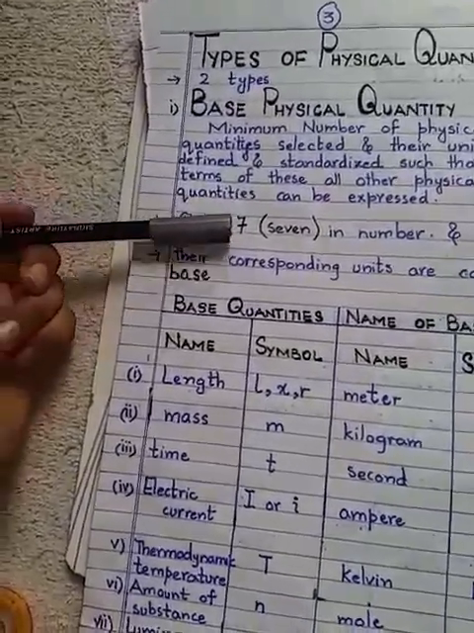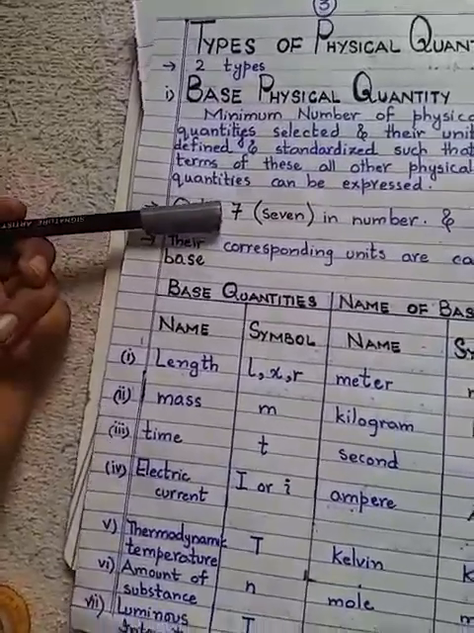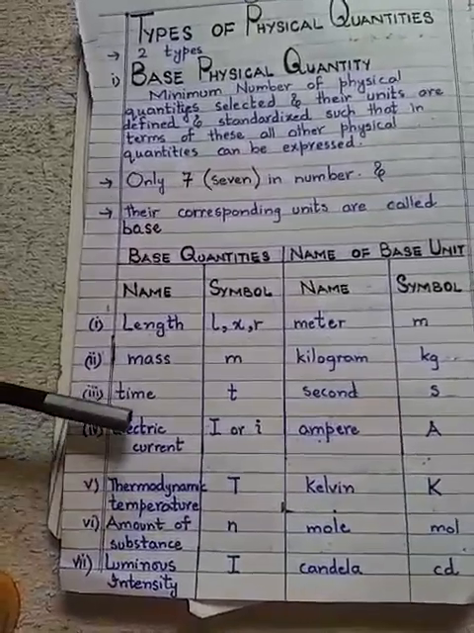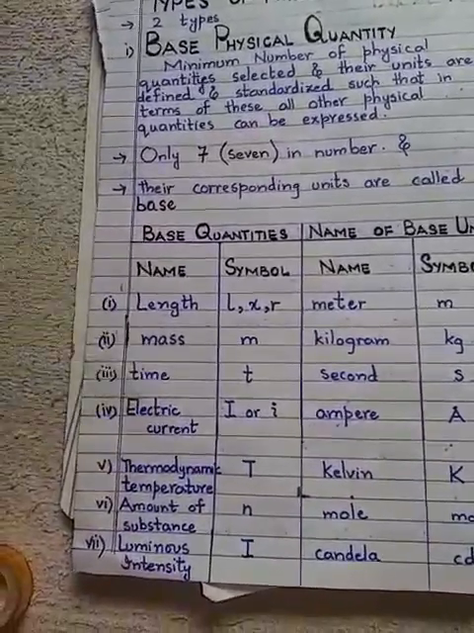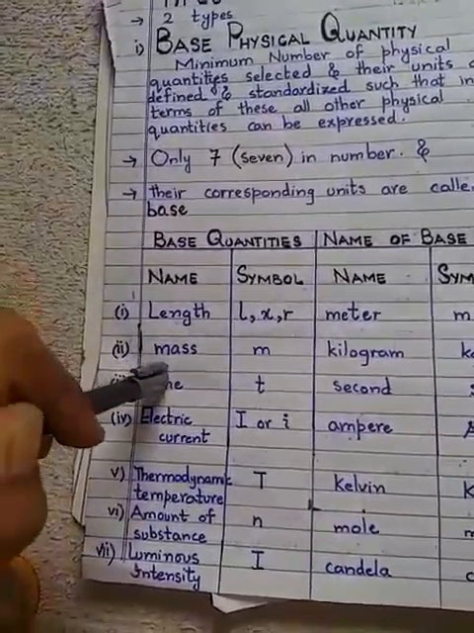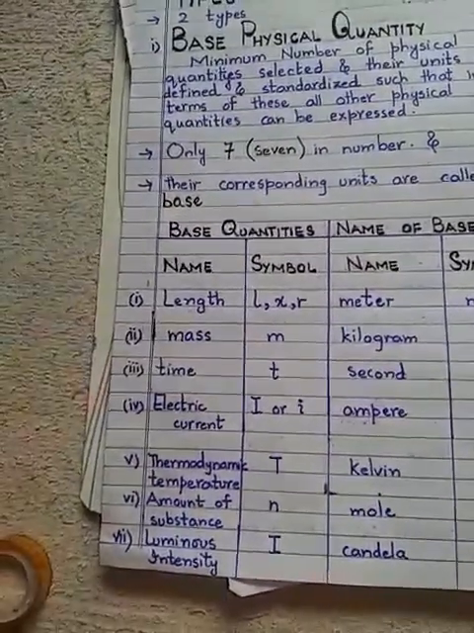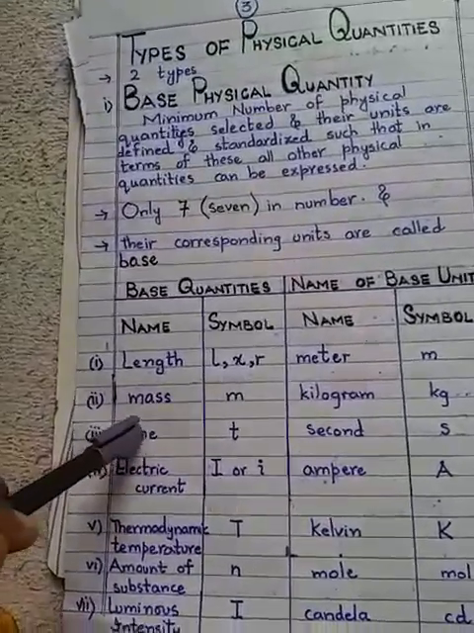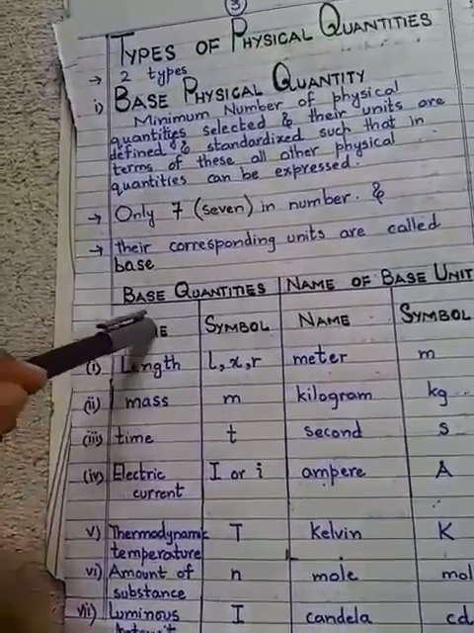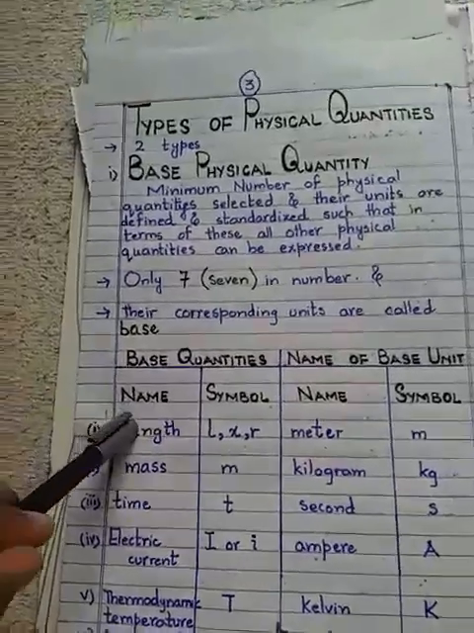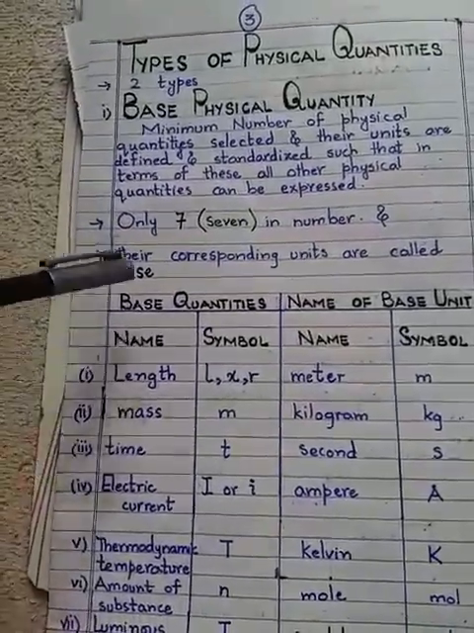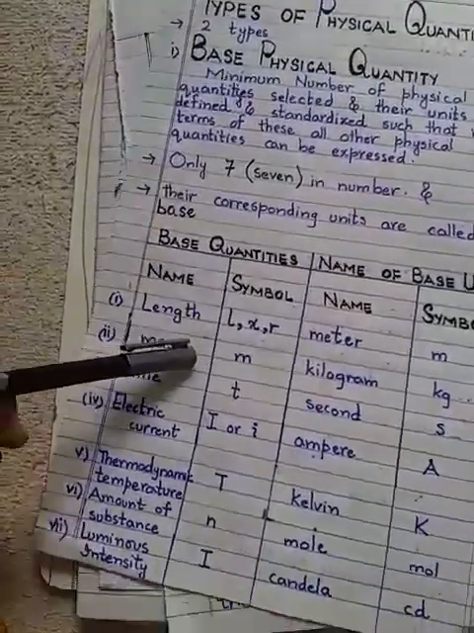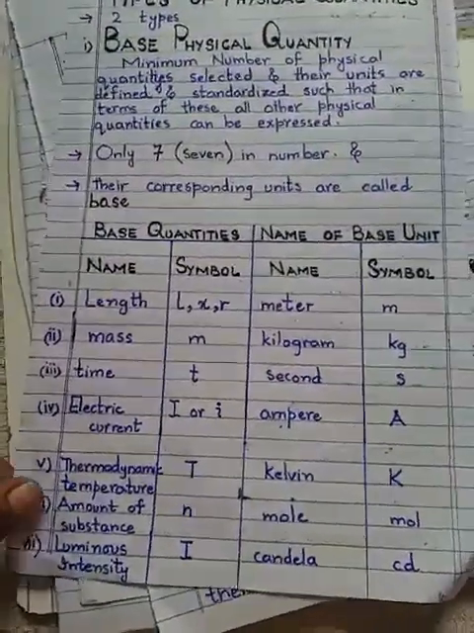The group of these 7 base physical quantities were selected by a group of scientists, in terms of which other physical quantities can be expressed. So that is known as base physical quantities. As I told you, these base physical quantities are only 7 in number.